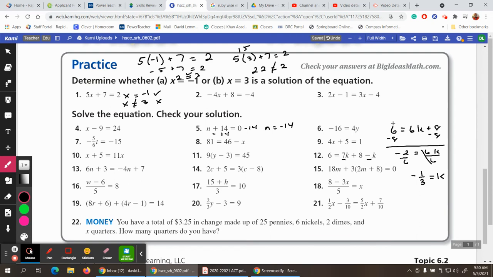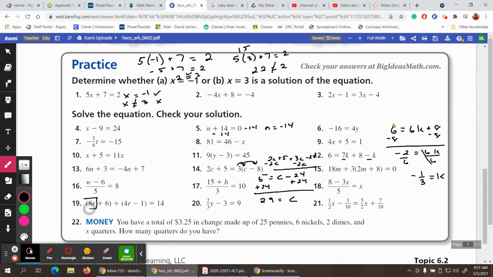Let's try distributive property, right? So the 3 goes to there, and the 3 goes to there. I'm just going to rewrite this as 2c plus 5 equals 3c minus 24. I will subtract the 2c from both sides, and that is 5 equals c minus 24. Add a 24 to both sides. And again, as you can see, you're going to need a separate sheet of paper. 29 equals c.